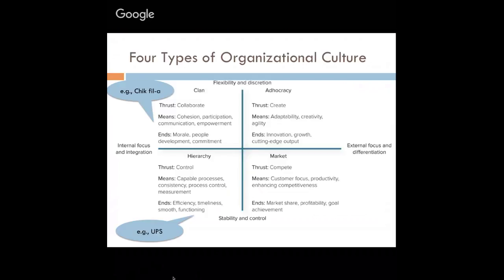On the other end of the spectrum is a hierarchical structure. In the hierarchical structure, the main thrust is on control, and the reason is because there is a very strong internal focus. However, the focus is also on efficiency, stability, timeliness, smooth functioning. So a hierarchical structure will also probably show good process control measurements, because in these structures, it's all about efficiency. How do we achieve efficiency?